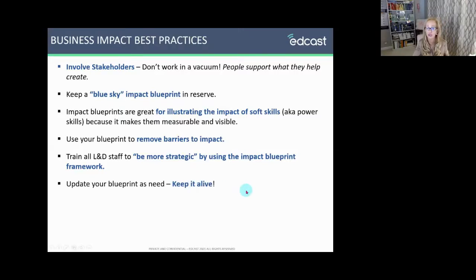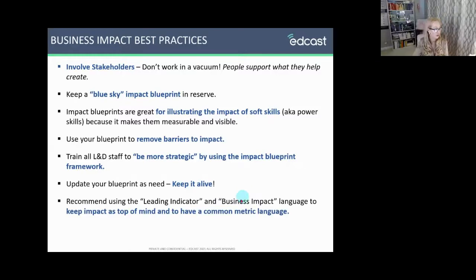And update your blueprint as you need to. You know, keep it alive. You can remove metrics. This is your working version. Change it. It's nothing set in stone with it. And again, I recommend bucketing your KPIs or your metrics into leading indicator and business impact measures, because that language helps you have a common language across the board.